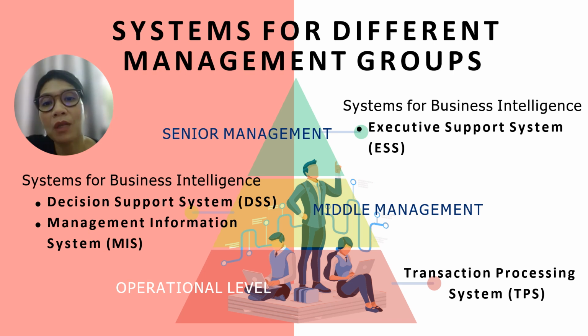Now, most business intelligence systems are served at both middle management and senior management level. For middle management, the systems are called decision support systems and management information system. While for senior management, which is the top level in an organization, uses executive support system or ESS.